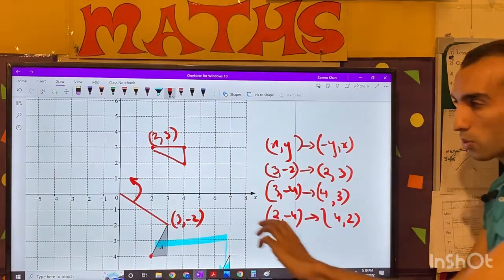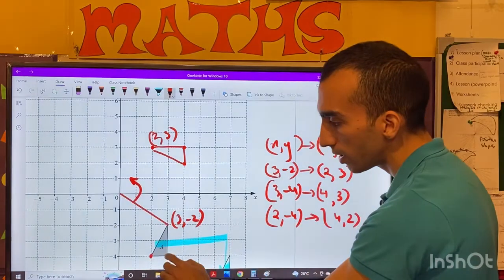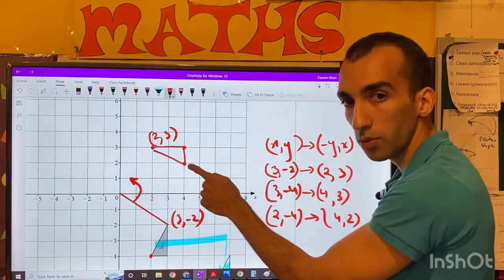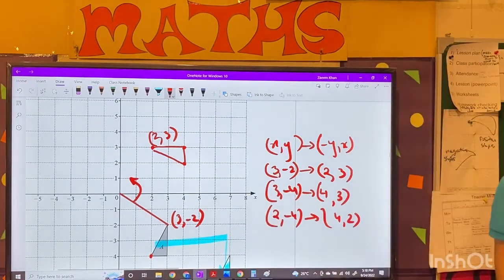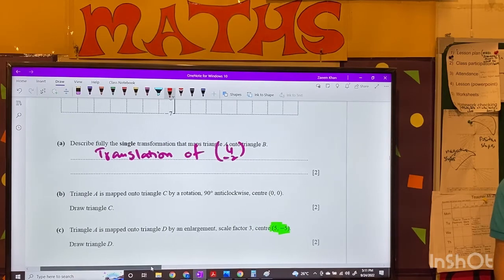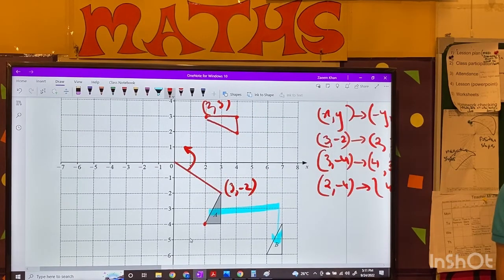If you notice, जब ये rotate होगा, when it's getting rotated, तो ये जो edge है, ये top पे चला जाएगा. The side which is facing left will be facing down. ठीक है? And what are we going to label this triangle as? Triangle C. Question says so.